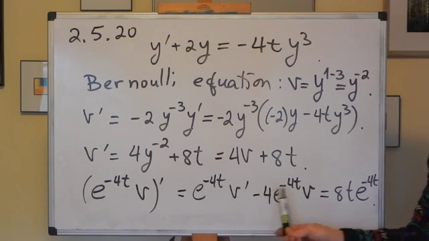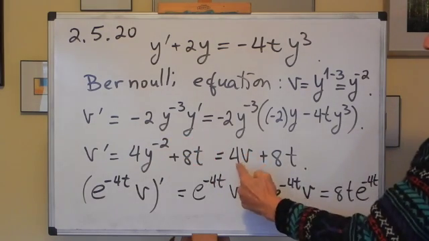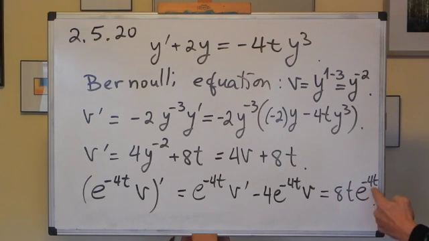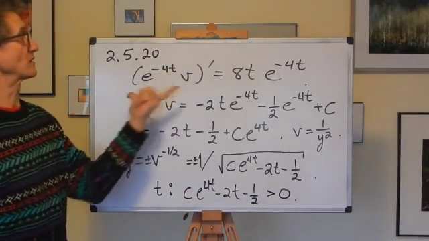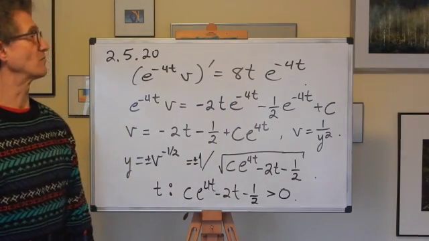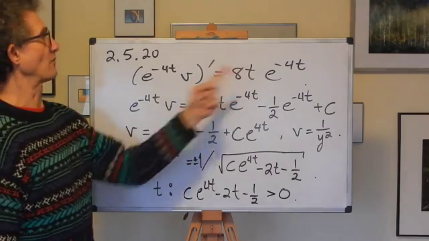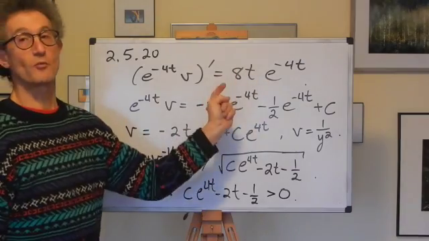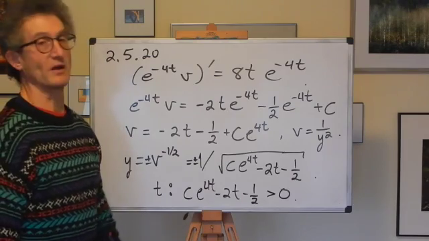And the result is e to the negative 4t multiplying v prime minus 4v, and so that's equal to e to the negative 4t multiplying 8t. Now we want to anti-differentiate both sides and solve the equation. We had e to the negative 4t v differentiated, the whole thing, giving us 8t e to the minus 4t. Anti-differentiate the left-hand side. And then on the right-hand side, we need to think of this as a product of 8t and e to the minus 4t and integrate by parts, or think of it as a product.